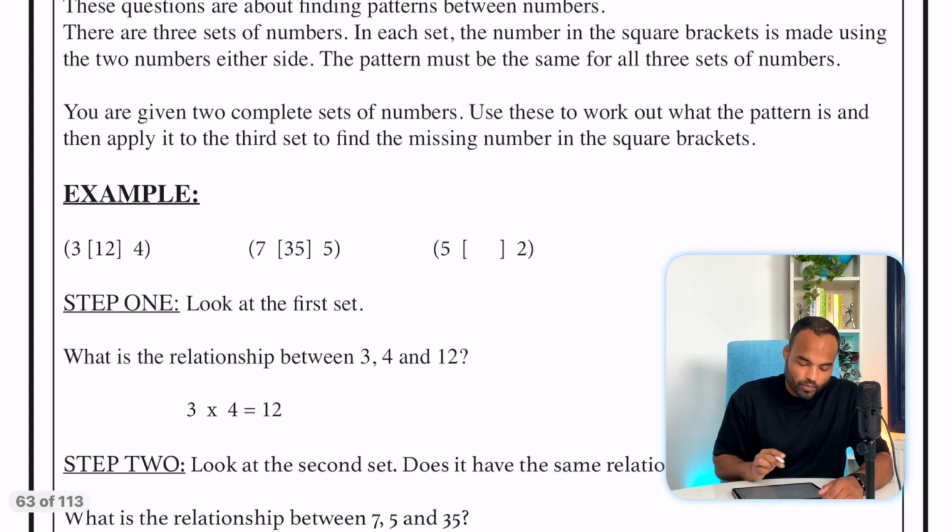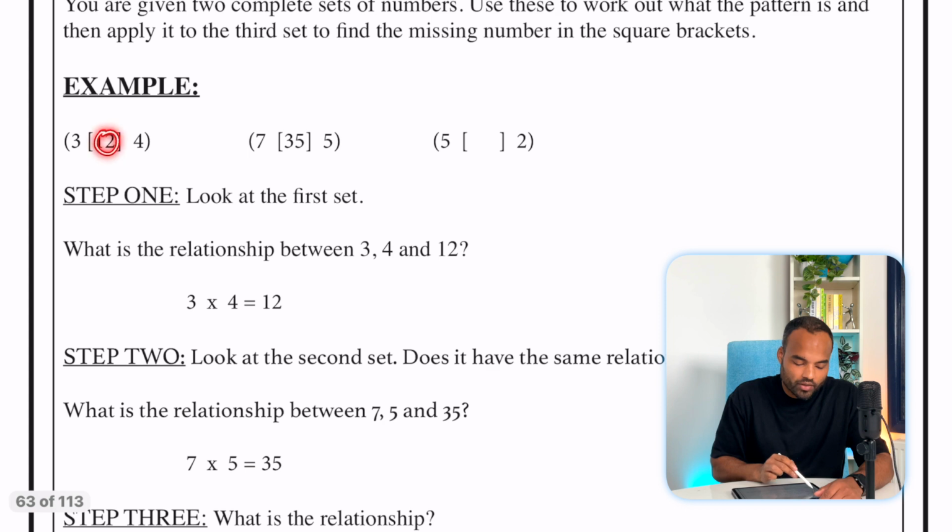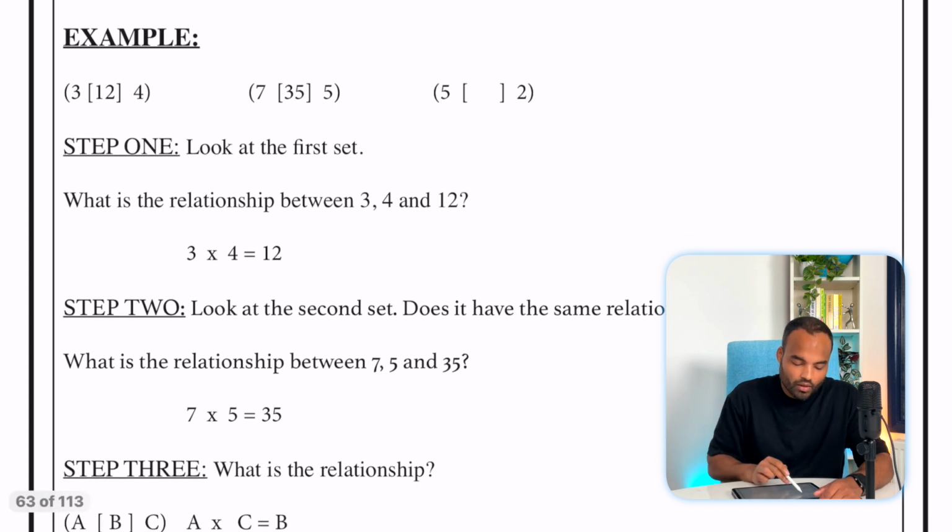So the first set we have is the number 3, we've got the number 4 outside, and then the number in the middle is 12. Okay, so how can we make 12 from 3 and 4? Well, if we multiply 3 and 4, we get 12. But does that work for the second set? In the second set, the two numbers that we have outside are 7 and 5. If we multiply them together, do we get 35? Yes, we do. So that pattern works for both sets.